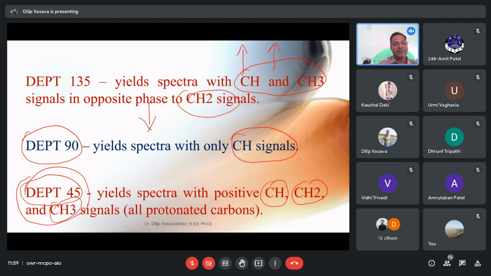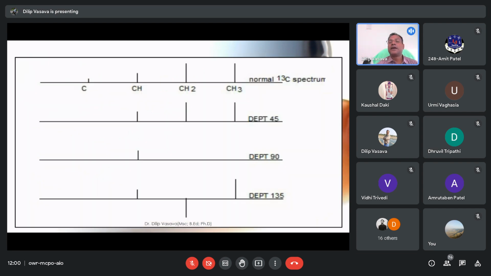Okay, so DEPT 135, DEPT 90, DEPT 45. What is the difference between DEPT 135 and DEPT 45? In DEPT 45, all the signals of CH, CH2, CH3 are received, but only on the positive side. But in DEPT 135, only CH and CH3 are on the positive side, and on the negative side it gives only CH2. So this type of signal will be received.